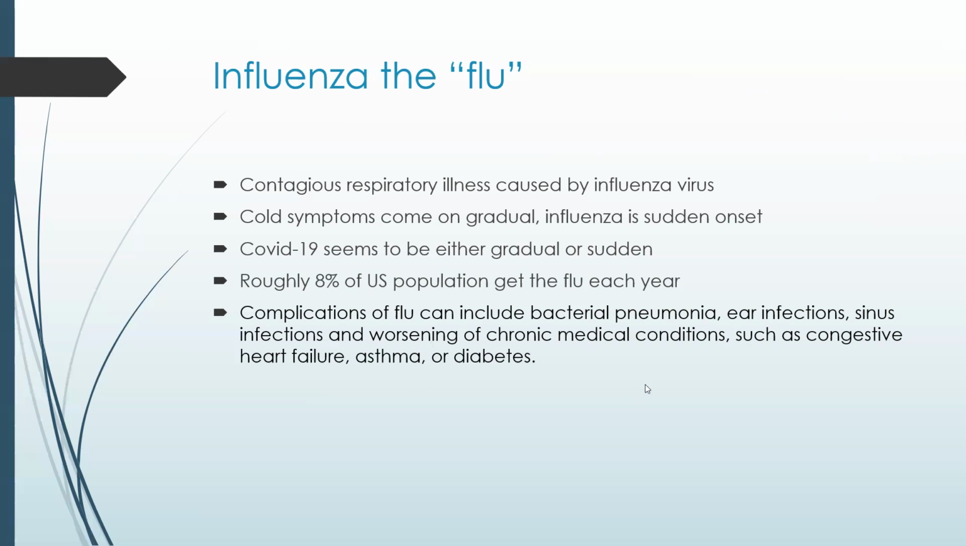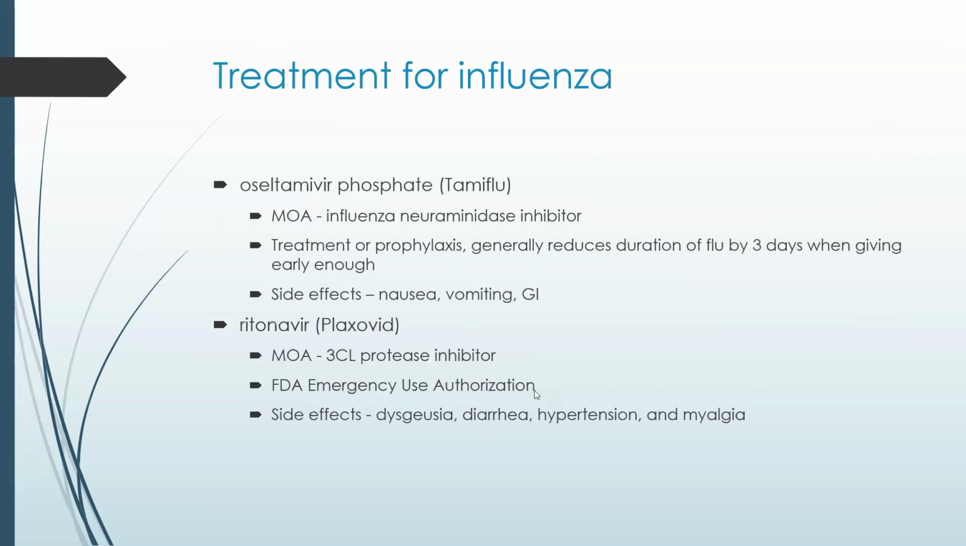Complications of flu can include bacterial pneumonia, ear infection, sinus infection, and worsening chronic medical conditions such as congestive heart failure, asthma, and diabetes. Some treatments: Tamiflu is an antiviral for the flu. Its mechanism of action is as an influenza neuraminidase inhibitor. Let's see if I can pronounce this. So it basically goes into some kind of an enzyme element of that virus and inhibits it so that it doesn't have the ability to replicate.